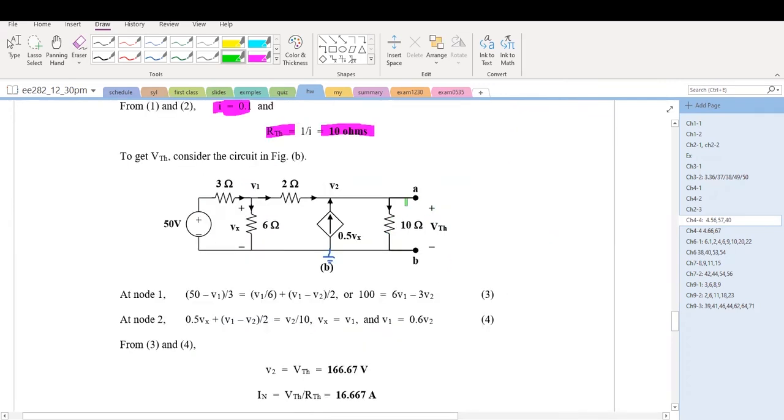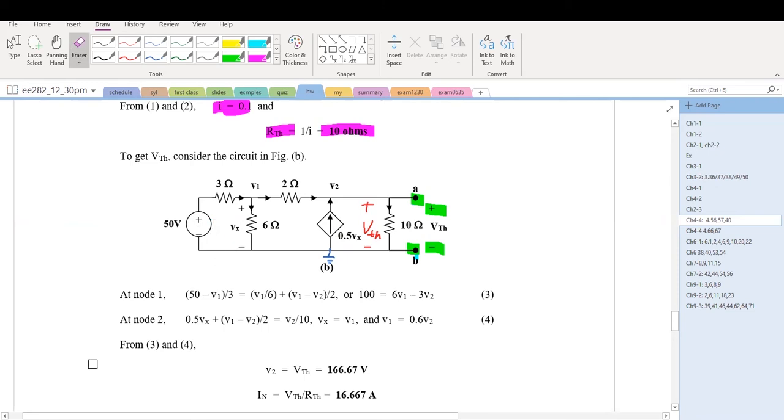To obtain VTH, we open the terminal and then we obtain the open terminal voltage. So VTH is here, and recognize that VTH is basically the voltage here as well. Pay attention that we do not turn off the independent sources, and we do not turn off the dependent source either. So basically the circuit remains the same. The only thing we need to do is open the terminal to calculate the open terminal voltage. So now the question is just to solve for VTH, that's the voltage from this terminal to this terminal.